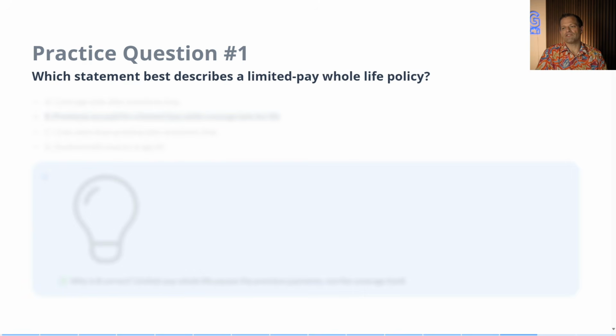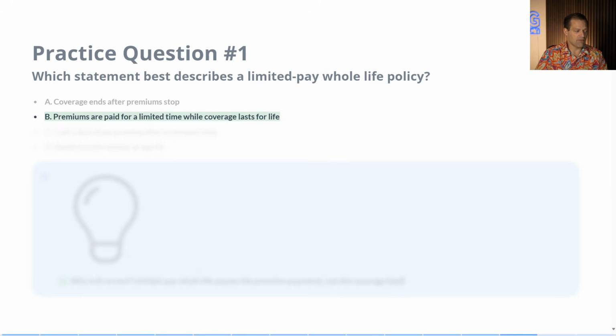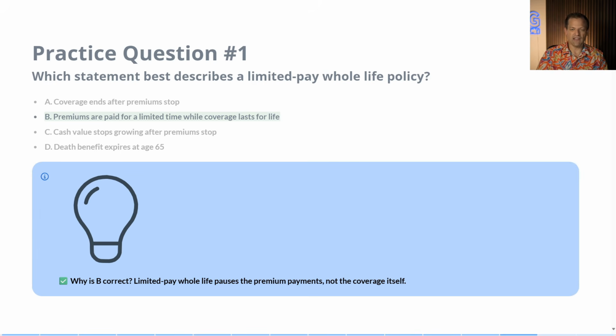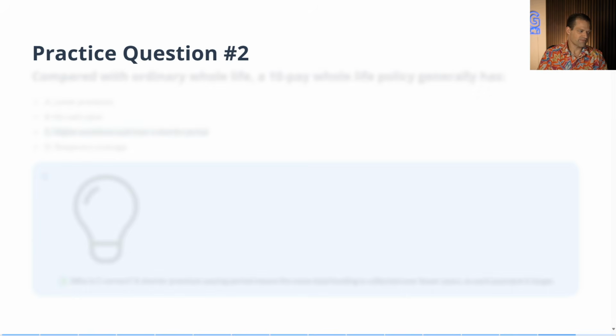So some practice questions for y'all. Which statement best describes a limited pay whole life policy? A, coverage ends after premiums stop. B, premiums are paid for a limited time while coverage lasts for life. C, cash value stops growing after premiums stop. And D, death benefit expires at age 65. So I highlighted B there to try to trick you up. Are you sure it's B? Well, it is. So B is correct. So I tricked you with the trick of the trick. Anyways, limited pay whole life pauses the premium payments, not the coverage itself.